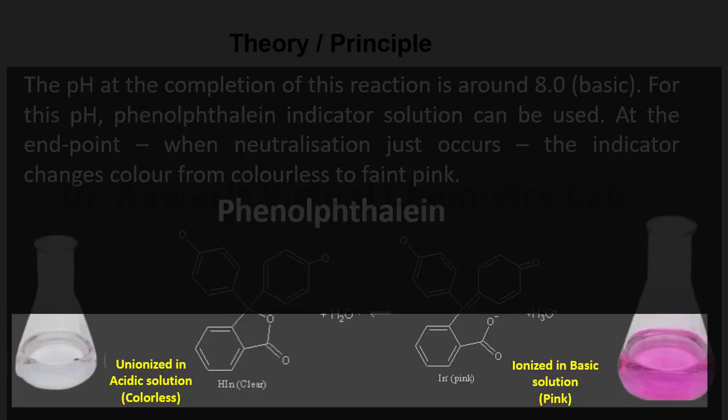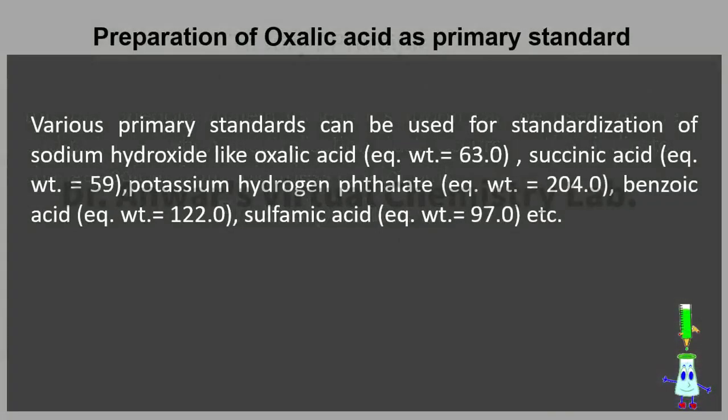Various primary standards can be used for standardization of sodium hydroxide, like oxalic acid, succinic acid, potassium hydrogen phthalate, benzoic acid, sulfamic acid, etc. In this experiment, we will use oxalic acid as the primary standard. So first we will prepare 0.1 normal oxalic acid solution.